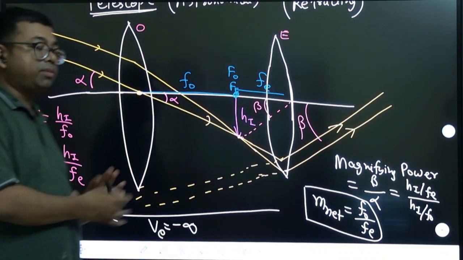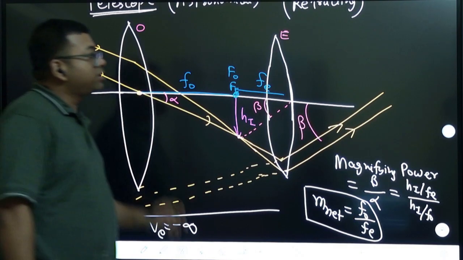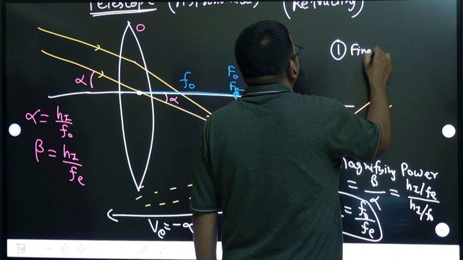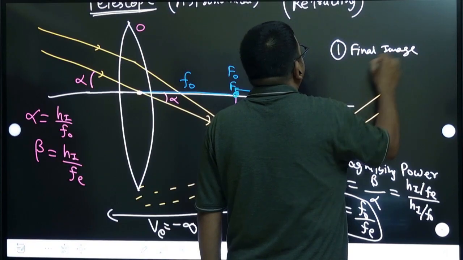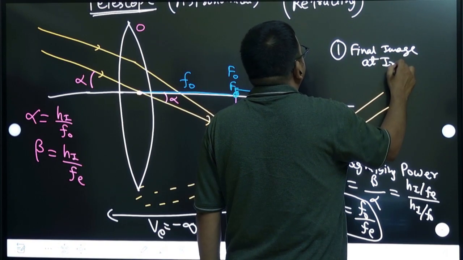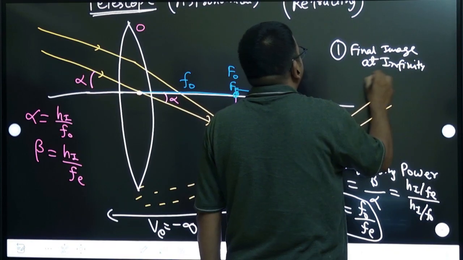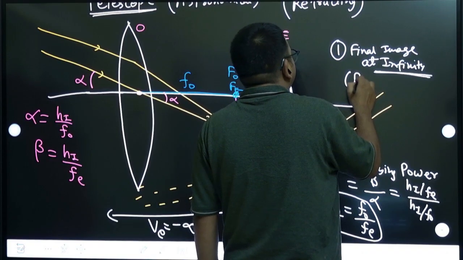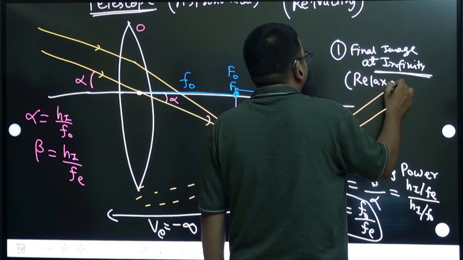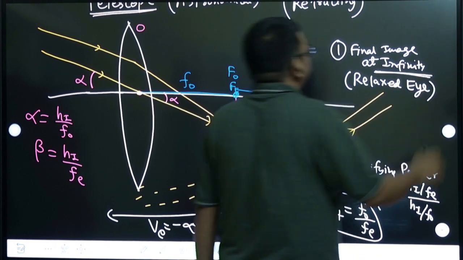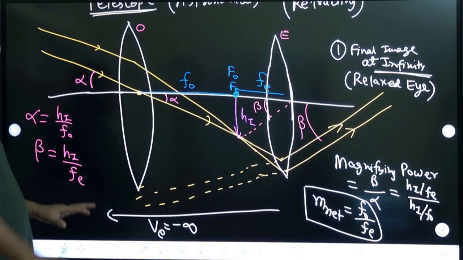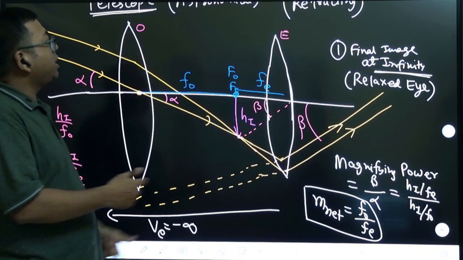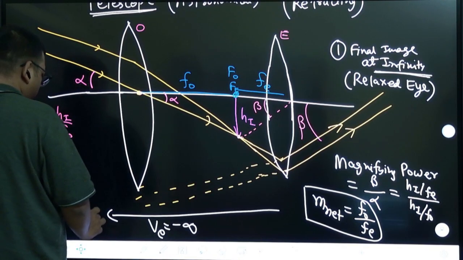Net magnification or magnifying power when final image is formed at infinity. Case 1, final image at infinity. Right? Final image at infinity. That's the case. It is the case of relaxed eye. Clear? Right? This formula fo by fe, remember that. Now, case 2, very important case, case 2.